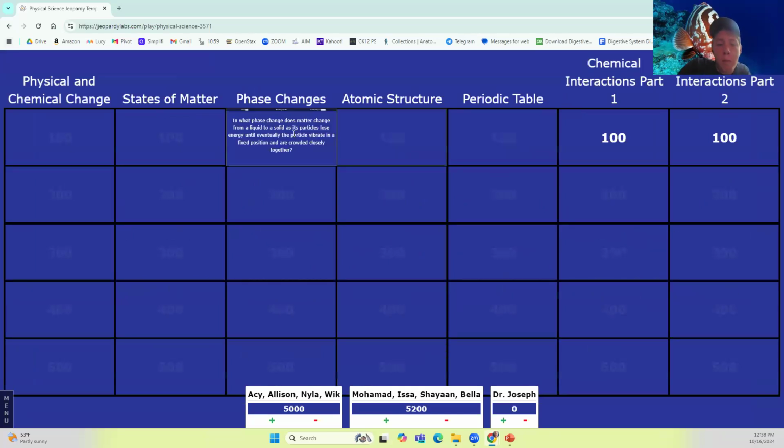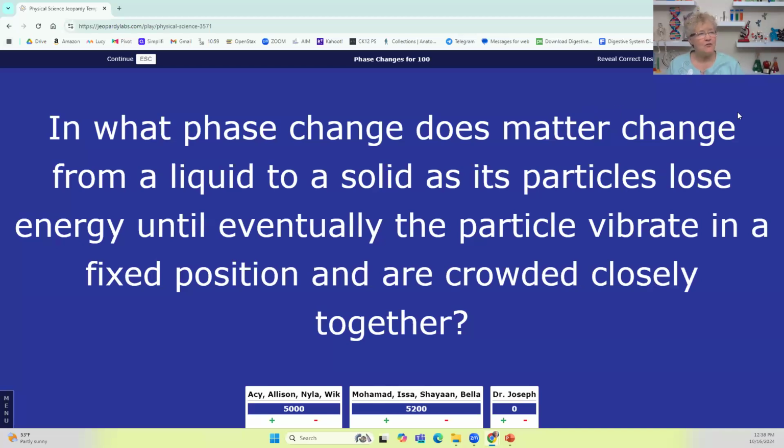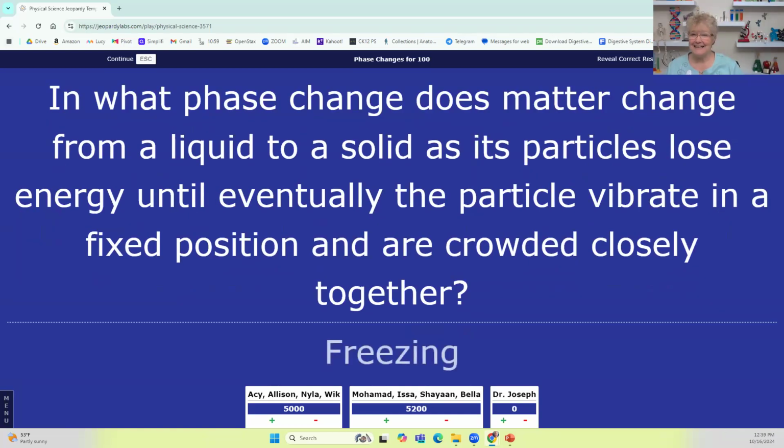Phase changes 100. In what phase change does matter change from a liquid to a solid as its particles lose energy until eventually the particles vibrate in a fixed position and are crowded closely together? What do we call that change, where things go from liquid to solid over time? Well, I feel like this isn't the right answer, but is it freezing? Yeah, that's exactly what it sounds like, freezing. Those particles will keep losing energy until eventually they're an ice cube. Eventually they're so close together and they're just vibrating. All right, great job.